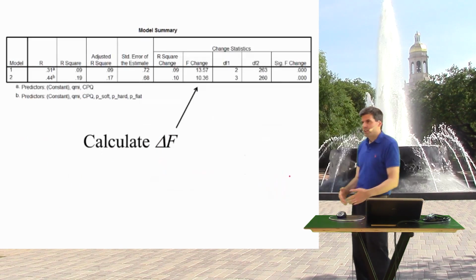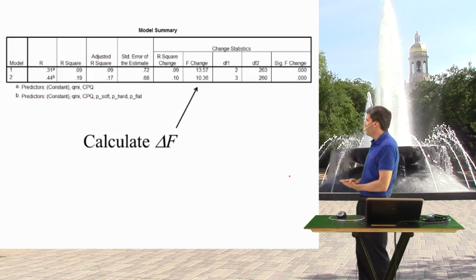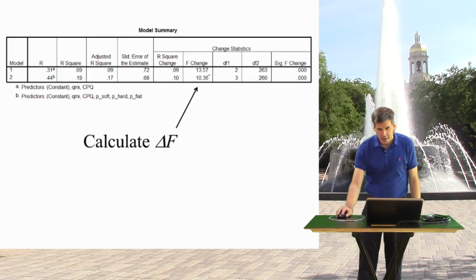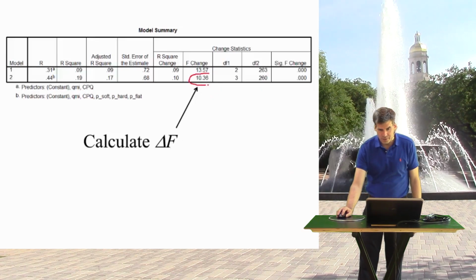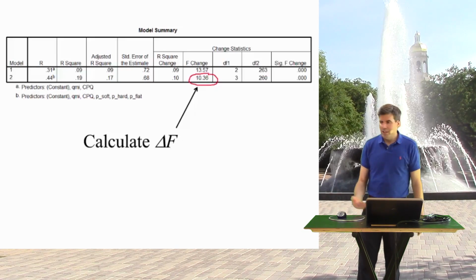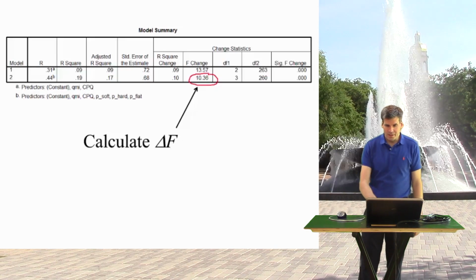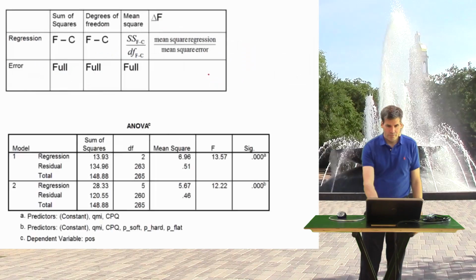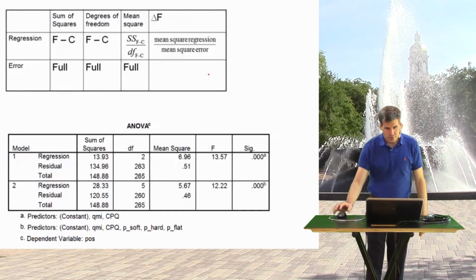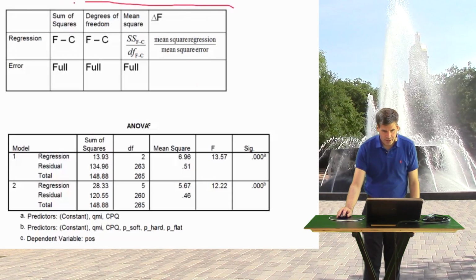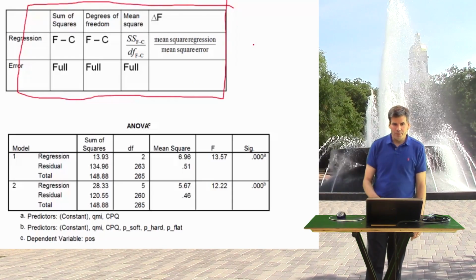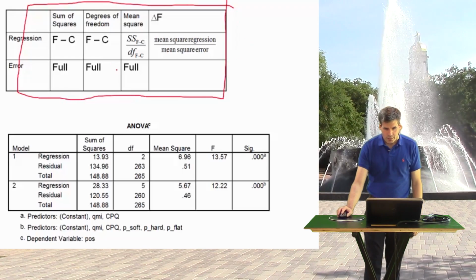Okay, what are some things that I might ask you to do with this output? Well, one thing is I might ask you to calculate this delta F. Our delta F is 10.36. I could scribble that out and say, you calculate that delta F, the F change. So how would you do that? Well, to do that, you need this table. This is our delta F calculation table. And we need to fill it in.